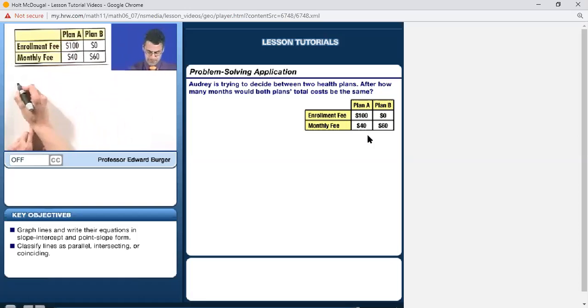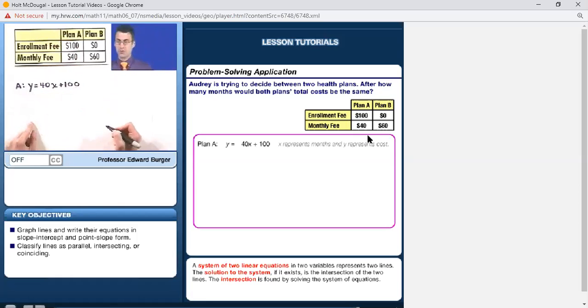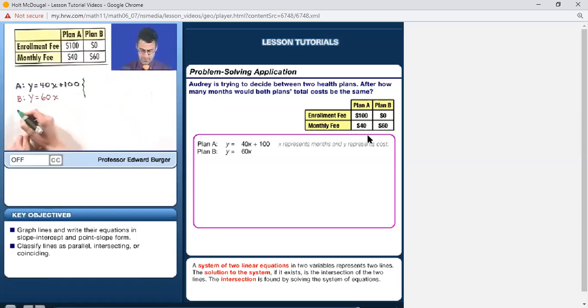So for Plan A, y, the amount I pay, is going to equal 40x, that's my monthly fee for x months, plus that one-time $100 enrollment fee. So that's for A. What about for Plan B? If x represents the months again, there's no enrollment fee, but I pay $60 per month. So 60 multiplied by the number of months, and that's it. So these two equations represent the two possibilities, A and B.